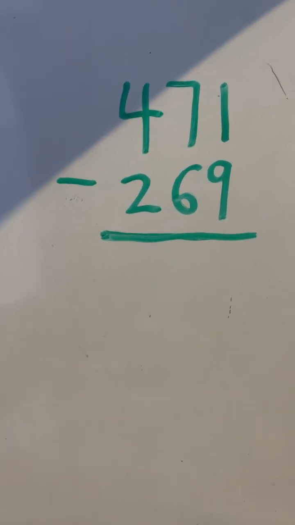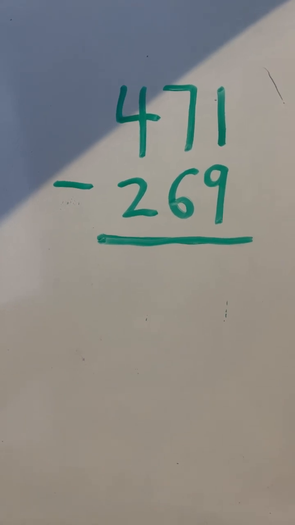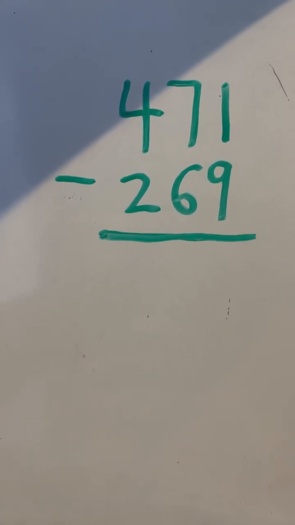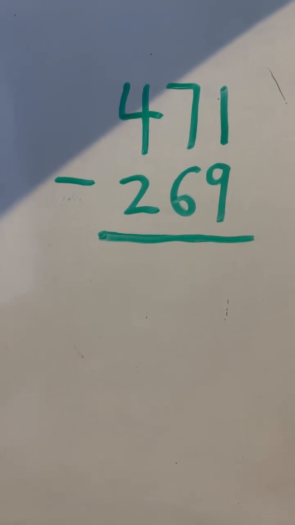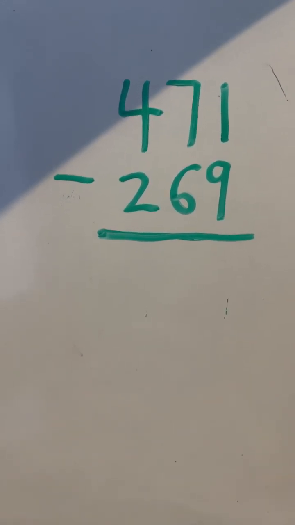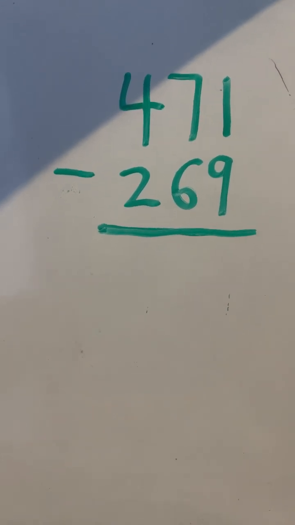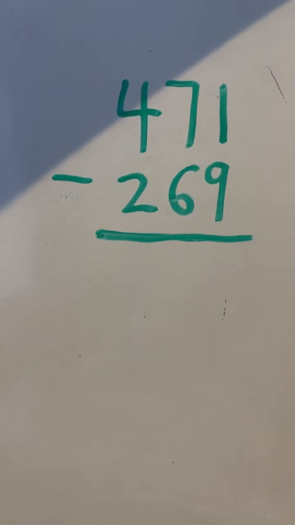So this video is going to focus on 3-digit subtraction with regrouping. 471 minus 269 is the first of our modeled problems. And I'm going to go through step by step how to solve it.